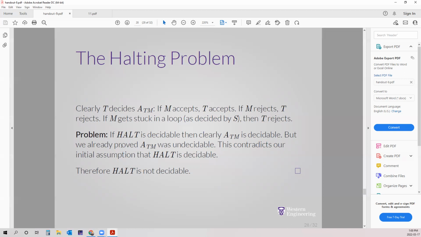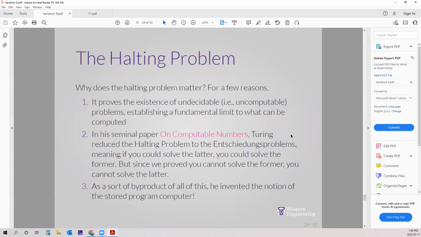What is the problem? If HALT is decidable, then clearly A_TM is decidable. But we already proved that A_TM is undecidable. This contradicts our initial assumption that HALT is decidable, so HALT is not a decidable problem. Why does the halting problem matter? For a few reasons. Guys, this slide is important for the final exam.